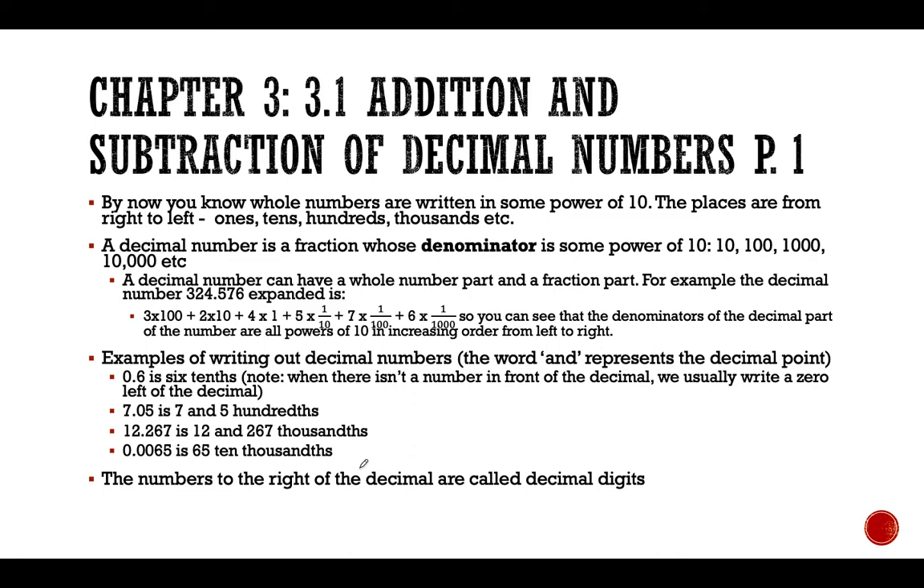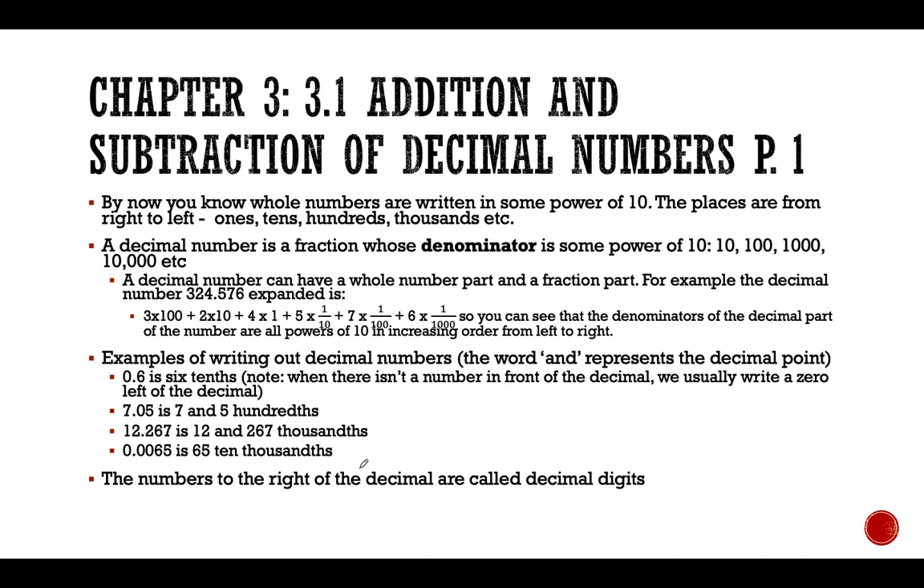So some examples of writing out decimal numbers. 0.6 is 6/10ths. When there isn't a number to the left of the decimal, it's usual to put a 0 there as a placeholder. 7.05 is 7 5/100ths. So the 0 is the 1/10th place. The 5 is the 100th place. So that is 0.05, 5 hundredths. 7 5/100ths.